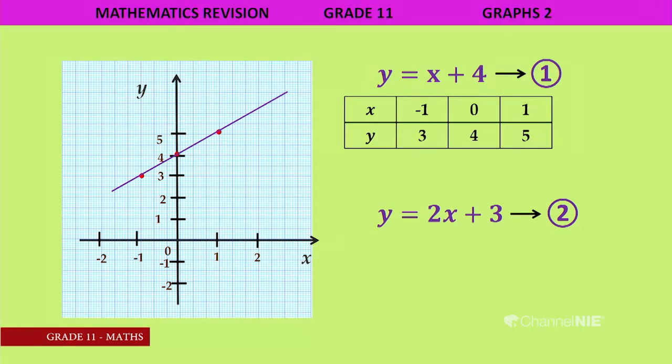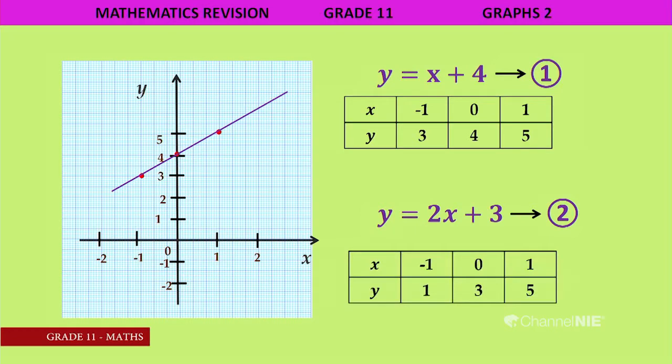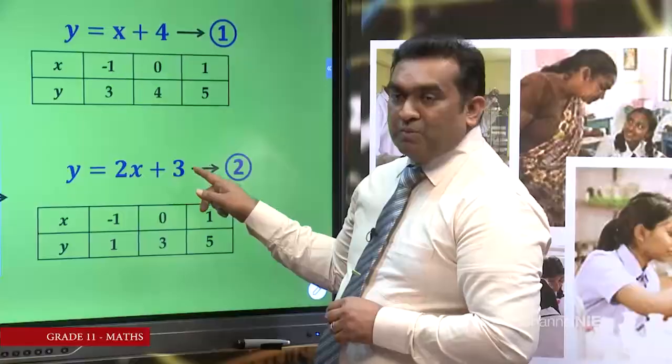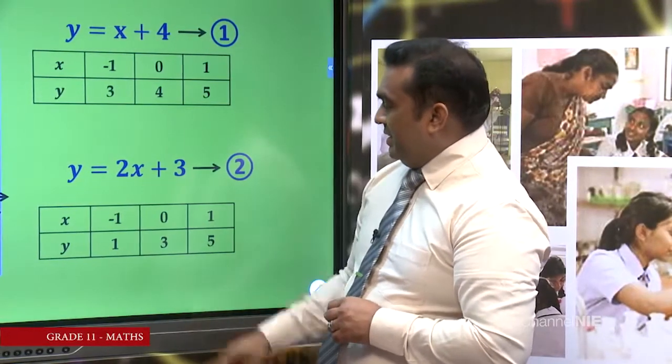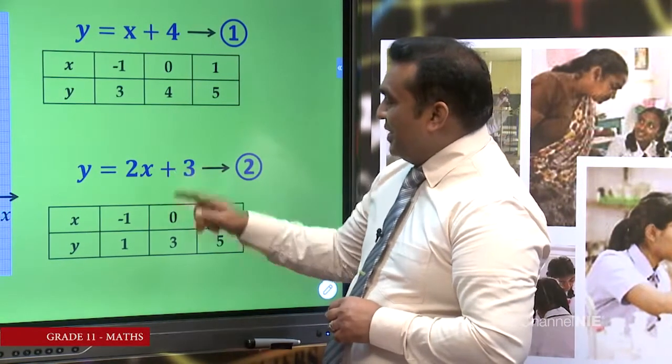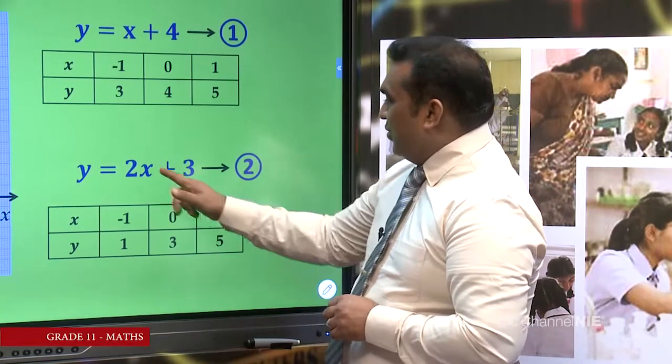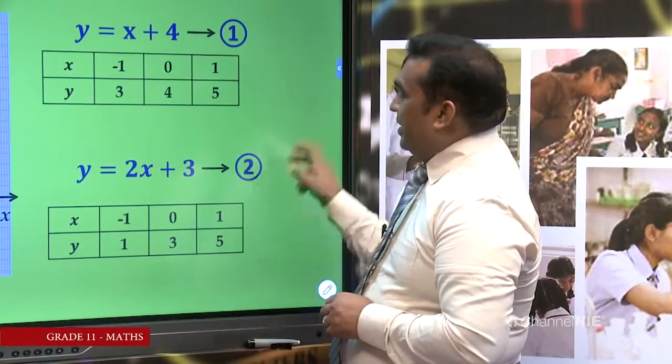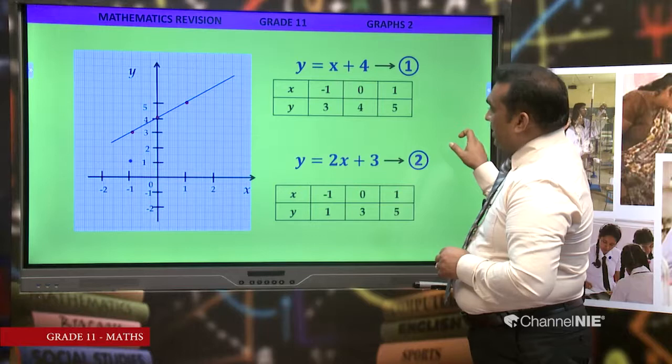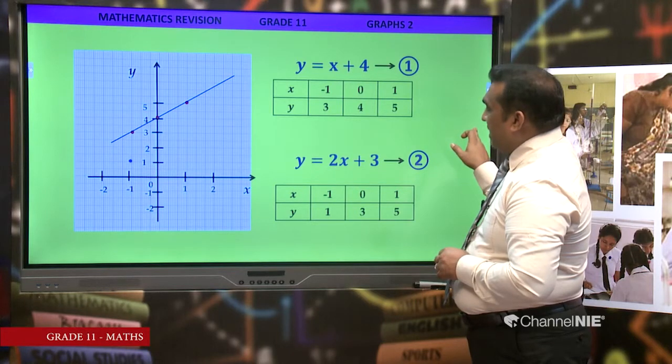Next one, y equals 2x plus 3. This is your table of values of x. Then you can substitute. When x equals minus 1, minus 2 plus 3 is 1. When x is 0, 2 into 0 is 0, plus 3 is 3. When x is 1, 2 into 1 is 2, plus 3, 5. Now you can mark points like this: minus 1, 1.